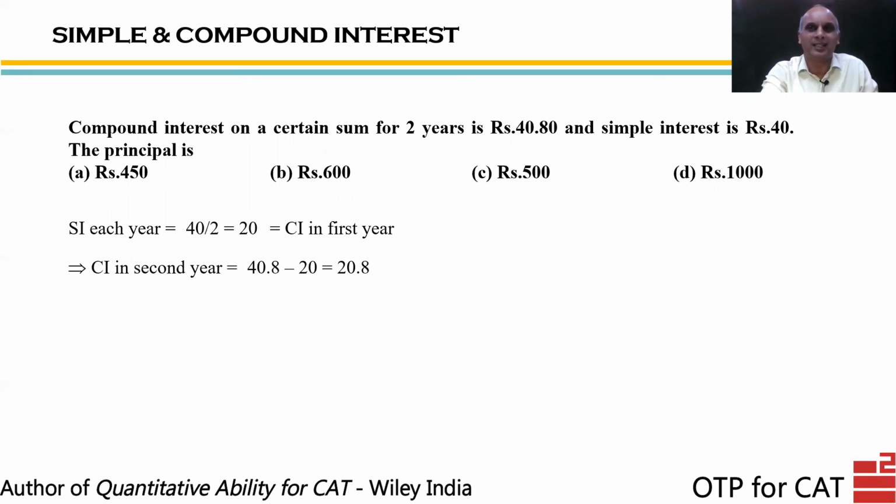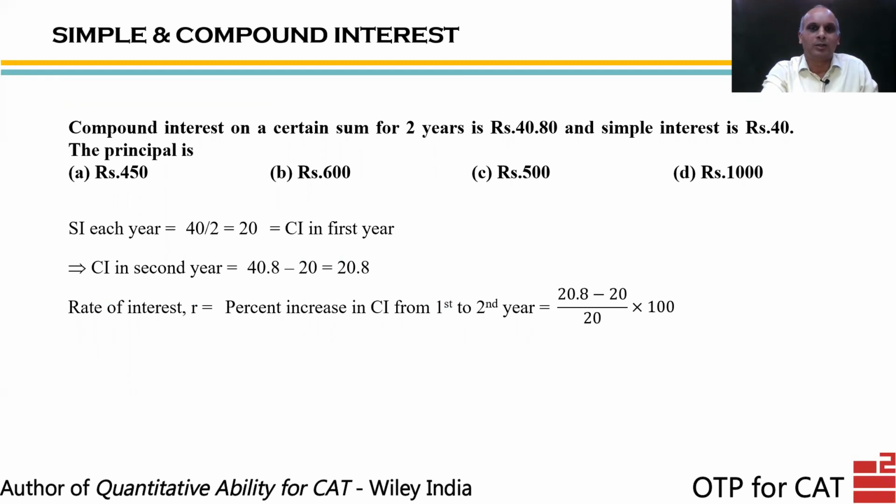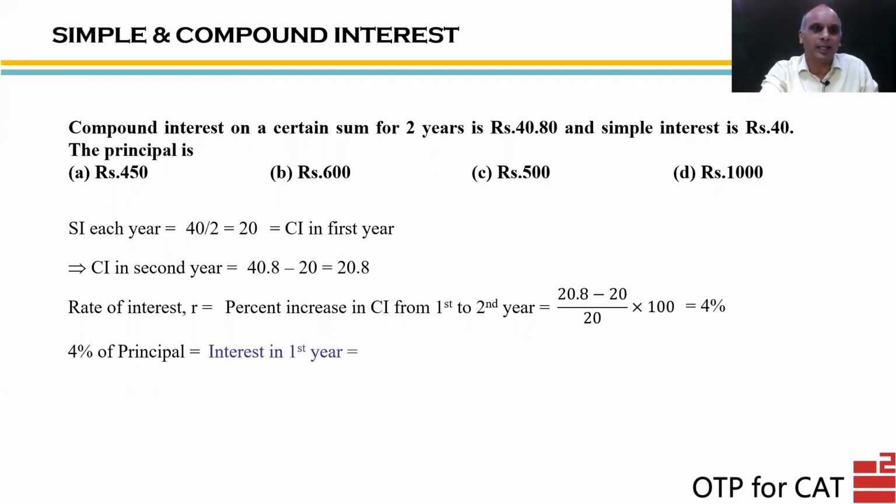Now I know that CI in the first year is 20 rupees and CI in second year is 20.8. So we can apply the growth rate in CI formula to find out rate of interest. And that will be percent increase in CI from first to second year. So that gives me 4%. Once I know the rate of interest is 4%, and I also know that the first year interest, whether SI or CI is 20 rupees, we can find out the principal. So we know that 4%, that is rate of interest, 4% of principal is interest in the first year, that is 20 rupees. So principal will be found as 500 rupees.